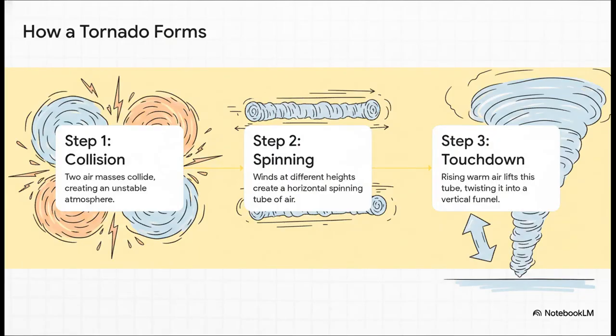So here's how that instability turns into a twister. First, you have that collision we just talked about. Then, and this is the cool part, you have winds at different heights blowing at different speeds or in different directions. This starts to create a horizontal spinning tube of air just rolling along in the sky. The final step, the real game changer, is when the warm air rising in the thunderstorm, the updraft, grabs that spinning tube and yanks it upright into a vertical position. And boom, that is how a tornado is born.